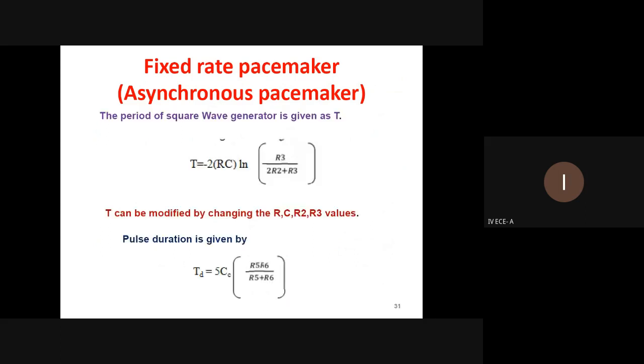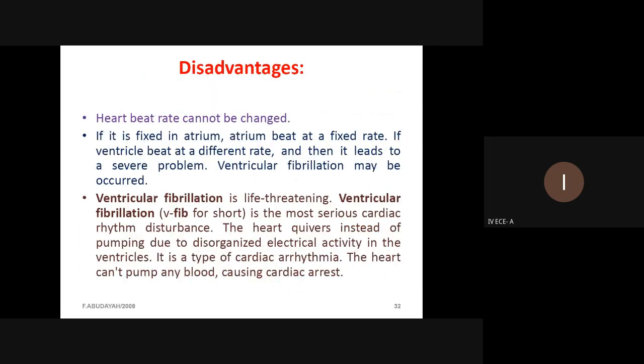The period of the square wave generator is given by T equal to 2RC ln of (2R2 plus R3) by R3. The pulse duration is given by TD equal to 1.1 C of R5 R6 by R5 plus R6. So TD is the time delay.